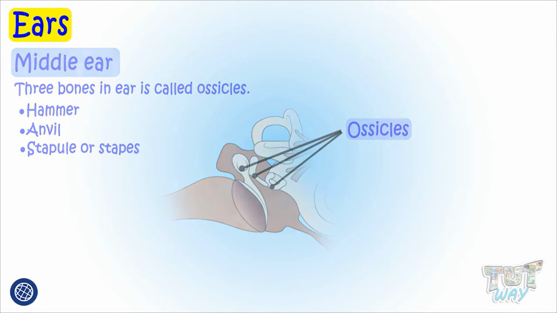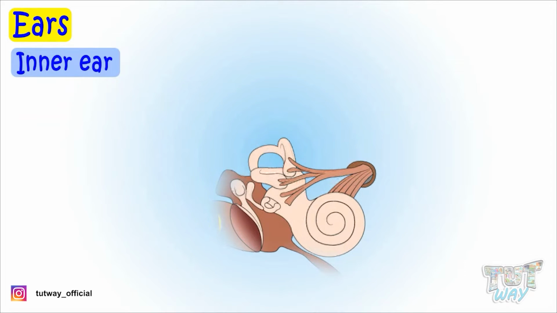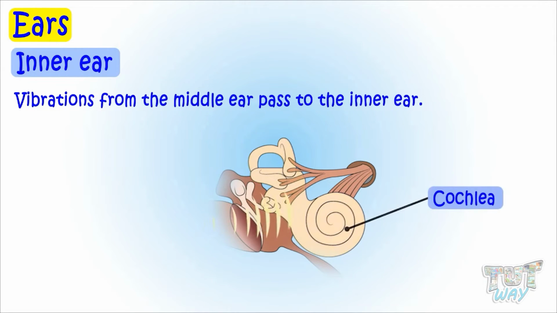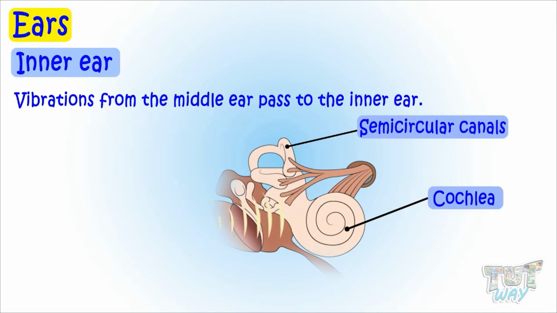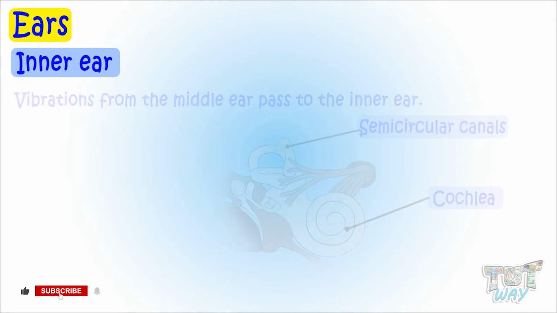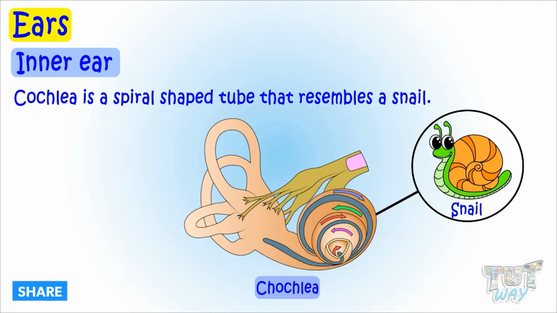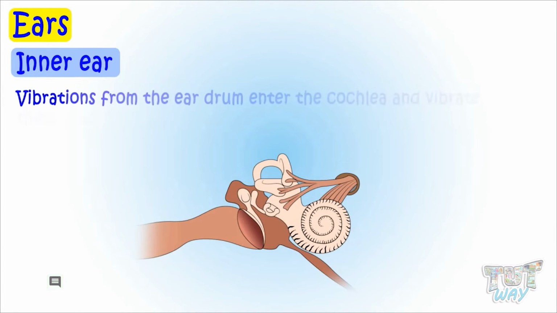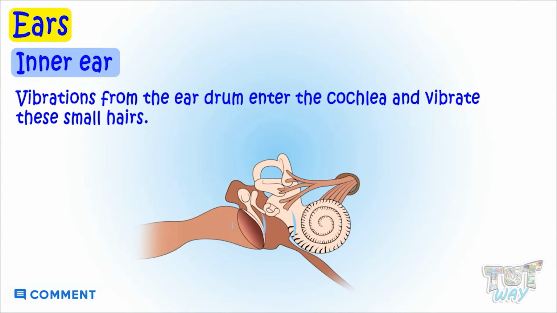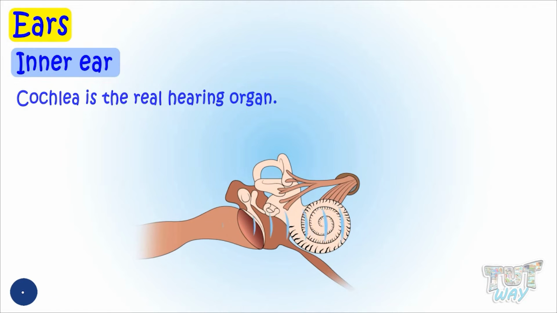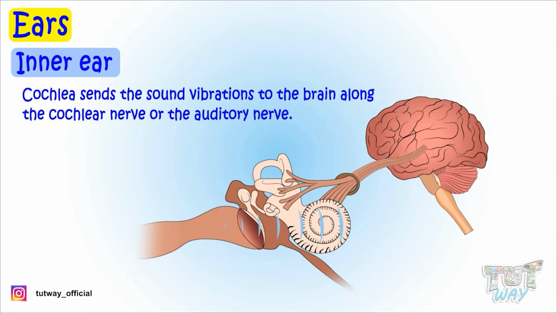Now let's learn about the inner ear. Vibrations from the middle ear pass to the inner ear. And the inner ear consists of the cochlea and semicircular canals. Cochlea is a spiral-shaped tube and resembles a snail. Vibrations from the eardrum enter the cochlea and vibrate these small hairs. And this is the real hearing organ, as these small hairs send sound vibrations to the brain.